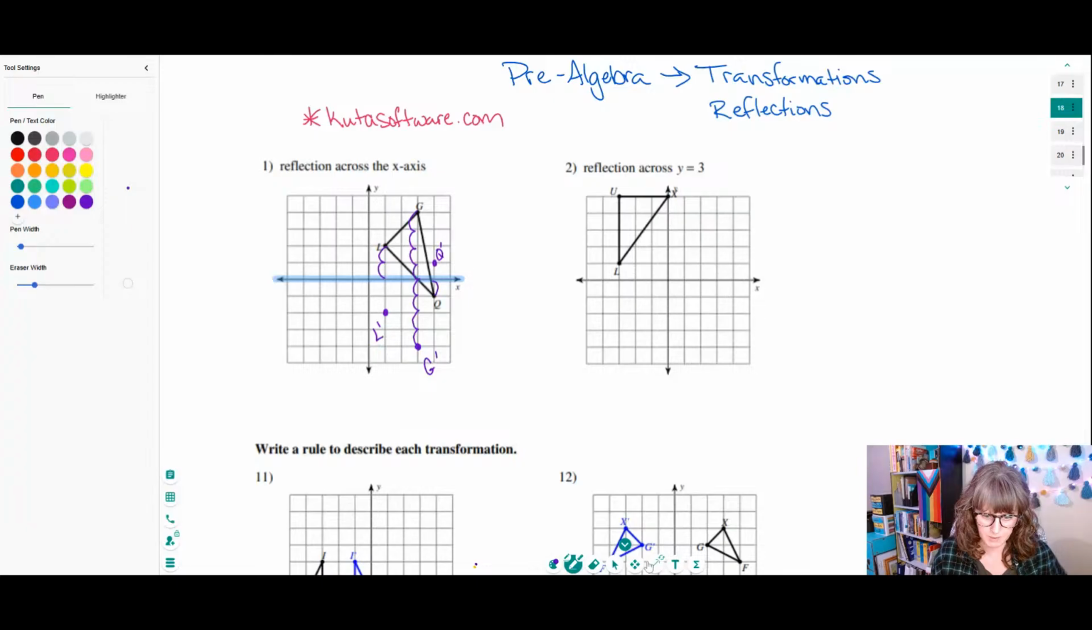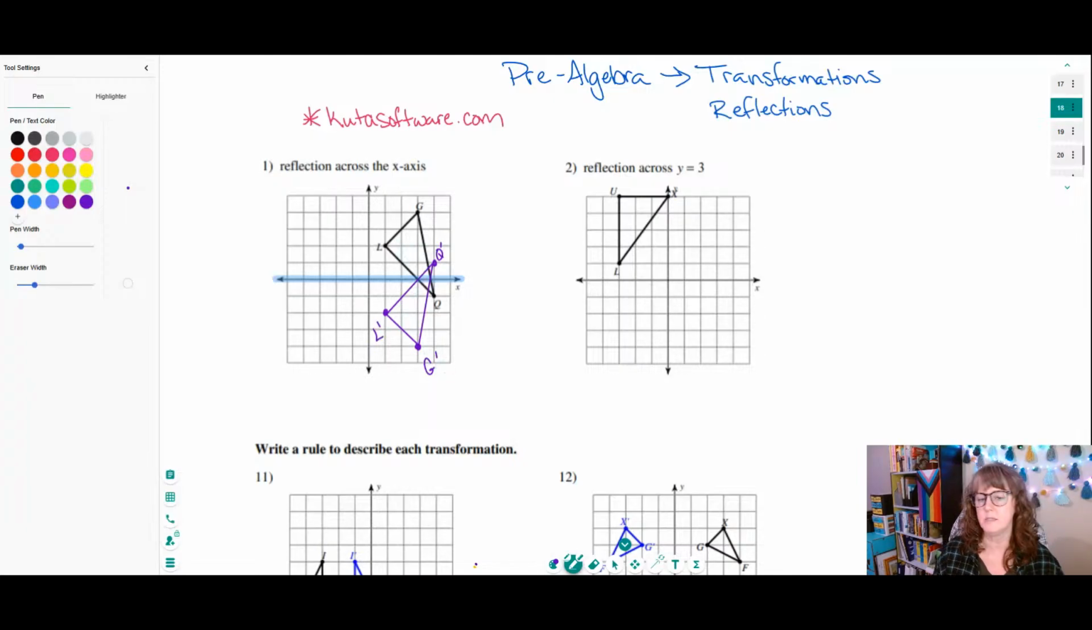I'm going to clean this up a little bit, get rid of my little counting jumps here. There we go. And then we're going to connect all of these points with our straight line. So now we have our reflected triangle.